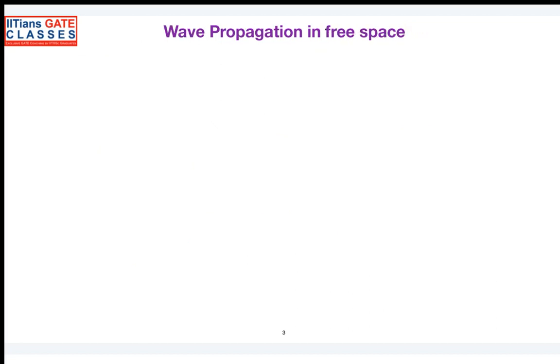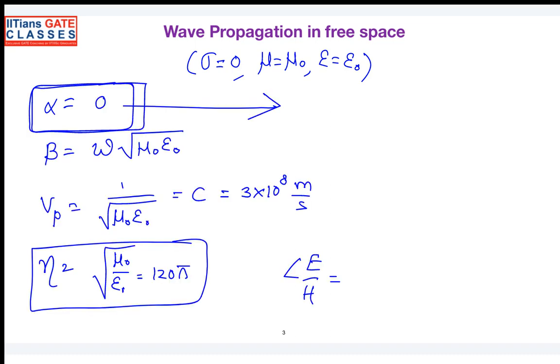Next you consider the same thing, whatever approach I have followed. The medium is free space now. So when the medium is free space, your conductivity is 0, mu is equal to mu naught and epsilon is equal to epsilon naught. So do the same method. You tell me all the values, alpha, beta, and what is the phase velocity and what is the impedance. Take the time and tell me all these answers. 0 degrees, correct.